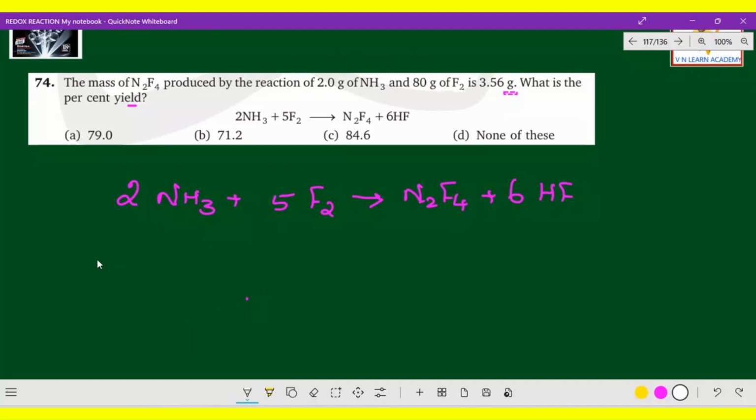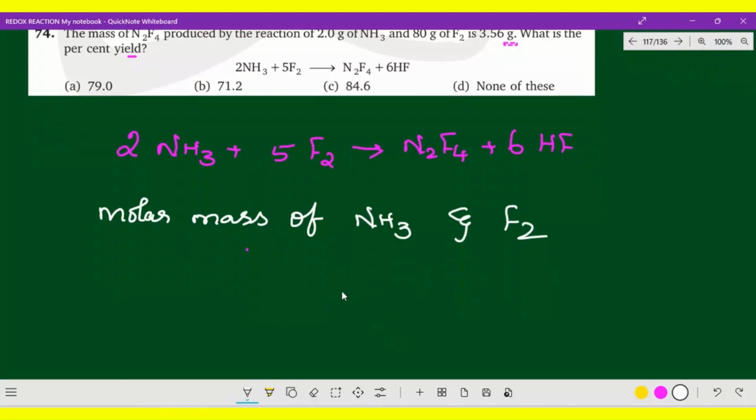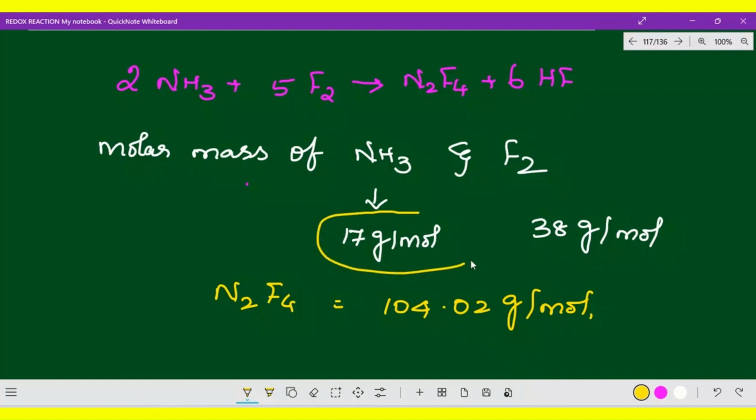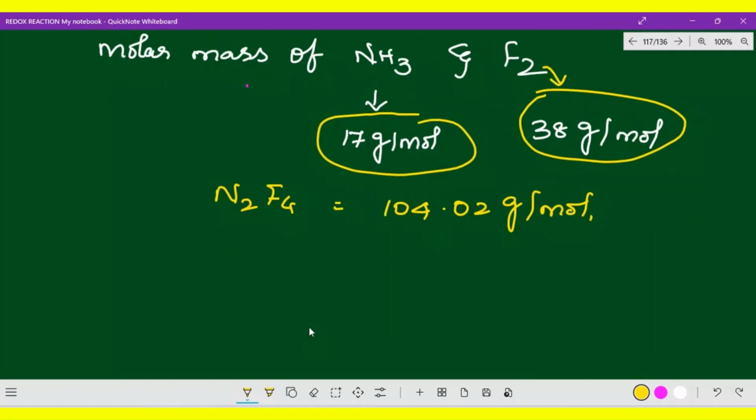Okay, so let us identify the molar mass of ammonia and F2. Ammonia is easy, 17 gram per mole. Now fluorine is 38 gram per mole. And the same way, next one, N2F4: 104.02 gram per mole. Now we found the molar mass of ammonia, fluorine, and N2F4, so the number of moles will be easy for us.